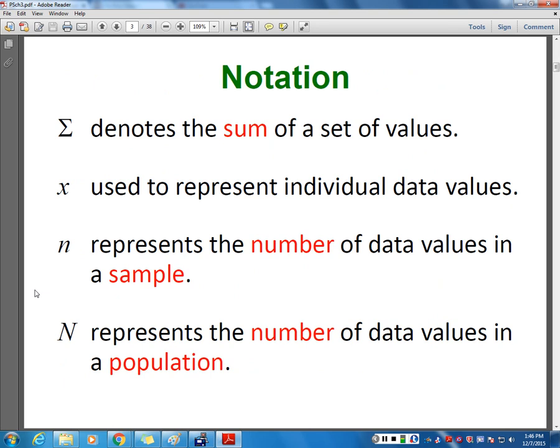First, here's some new notation. Capital sigma looks a lot like an E, or a stylized E. It's a Greek letter, and it denotes the sum of a set of values, summation. We use X to represent individual data values in a way that you're familiar with. Lowercase n represents the number of data values in a sample, so that's sample size. Capital N represents the number of data values in a population, that's the population size. It's much easier to know the sample size than the population size.